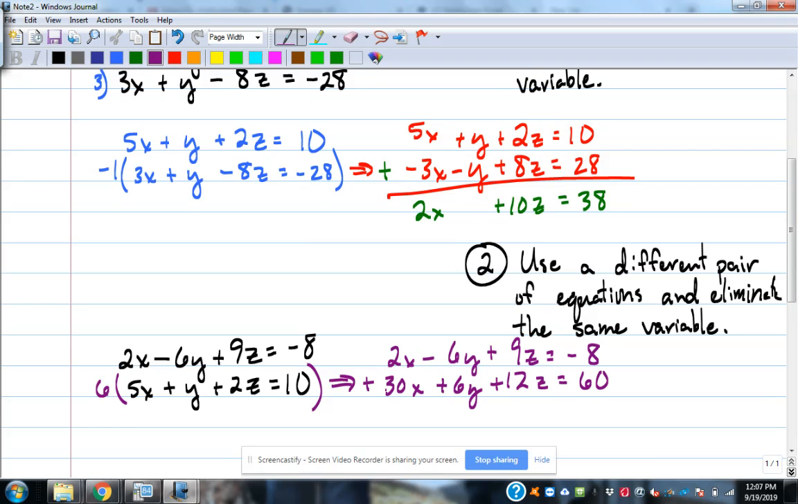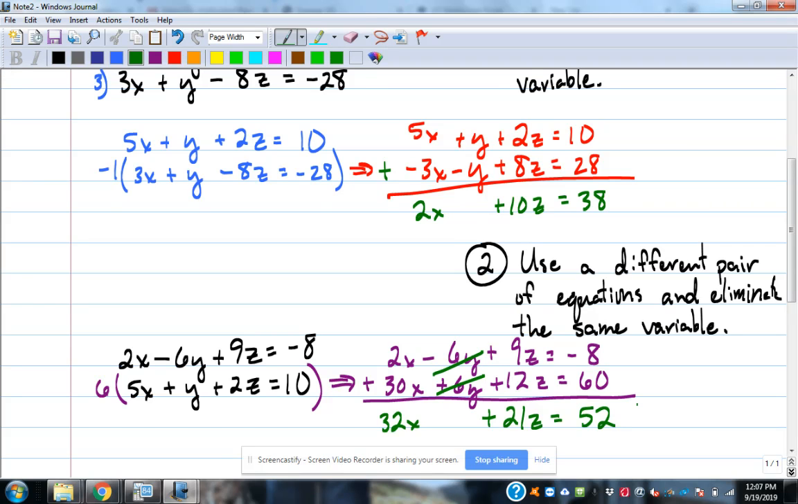Now I add those two together, and I get back 32x. The y's eliminate one another just like the other problem did. And then 9z and 12z is 21z, and that's equal to 52.